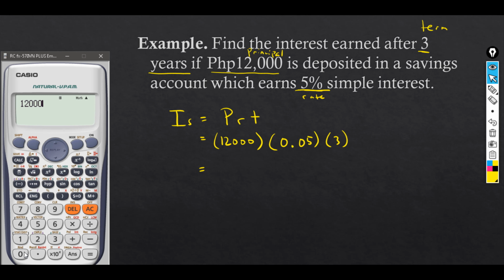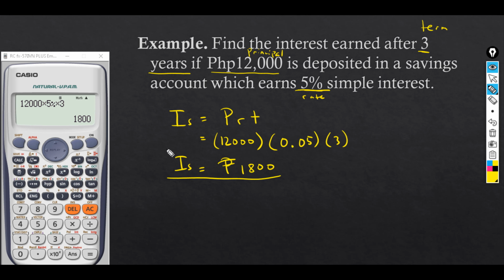So, 12,000 times 0.05, or if your calculator has a percent key, 5 percent, times 3 years equals. The interest is 1,800 pesos. So that is the answer. You can use 0.05 or 5%, depending on your calculator. You need to learn how to use your calculator properly.